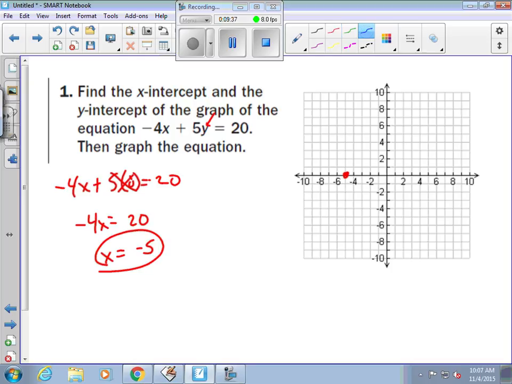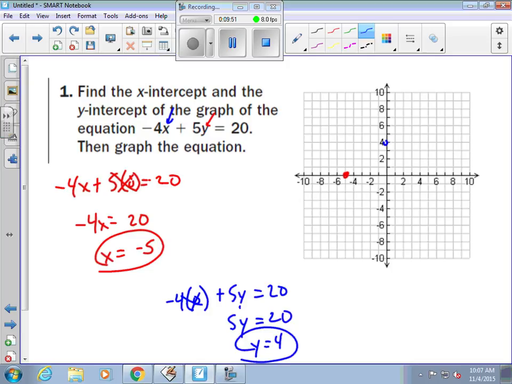For your y-intercept, you're plugging in 0 here. Negative 4 times 0 plus 5y is 20. This is gone. 5y is 20. Divide by 5, y is 4. So on your y-axis, it crosses through at 4. You have 2 points. You can draw a straight line through those 2 points.